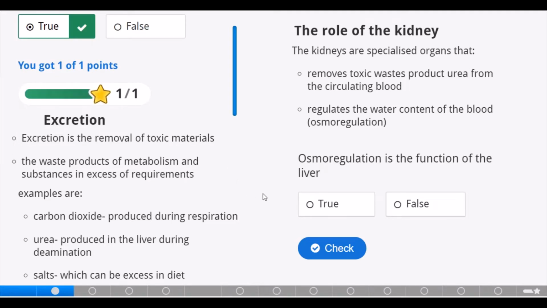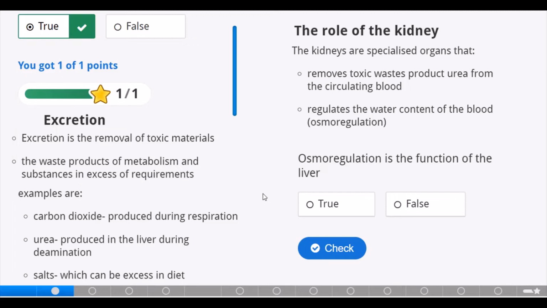Excretion is the removal of toxic materials. It is also the removal of waste products of metabolism and substances in excess of requirements. Examples of excretory products are carbon dioxide, which is produced during respiration, urea, produced in the liver during deamination, and salts, which can be in excess in the diet.